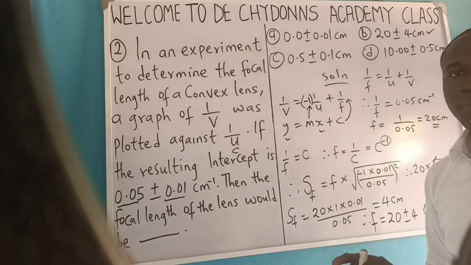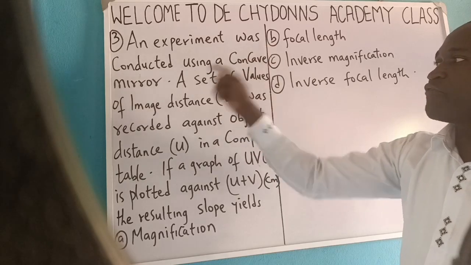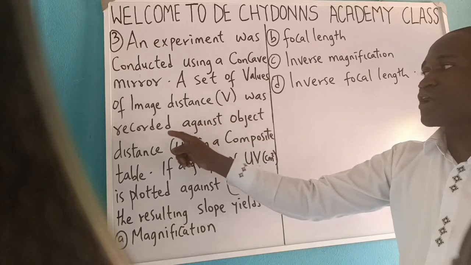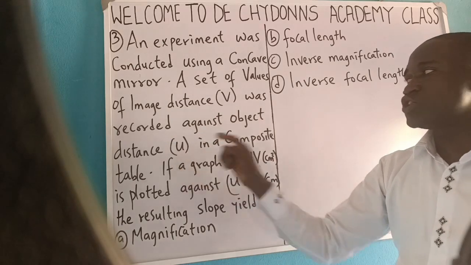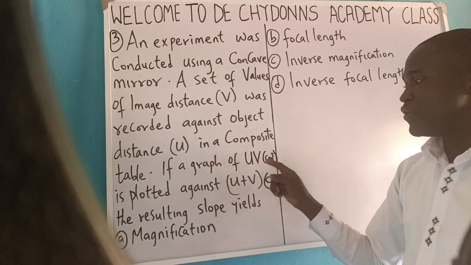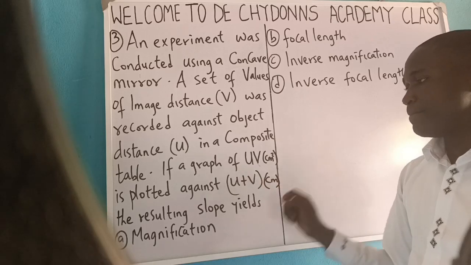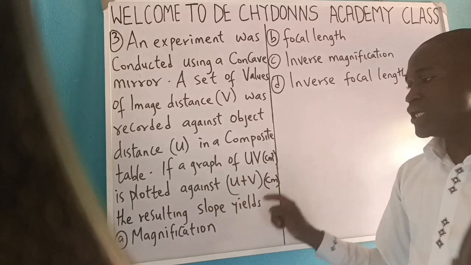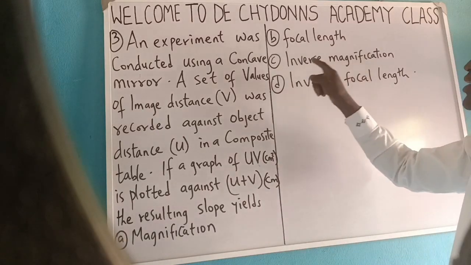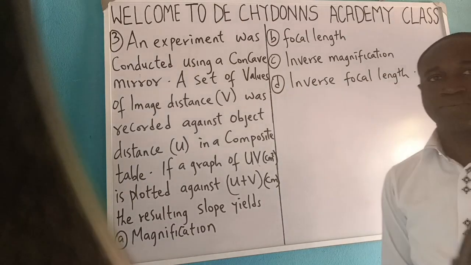Let's go to question number 3. An experiment was conducted using a concave mirror. A set of values of image distance v was recorded against object distance u in a composite table. If a graph of uv (cm squared) is plotted against u plus v (cm), the resulting slope yields: A. Magnification, B. Focal length, C. Inverse magnification, D. Inverse focal length.